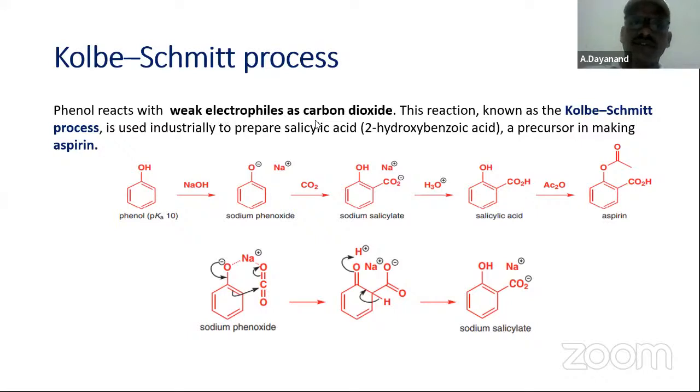Phenol reacts with a weak electrophile, carbon dioxide, though it is weak, because phenol is an activated compound. The reaction is called the Kolbe-Schmitt process, used industrially to prepare aspirin.